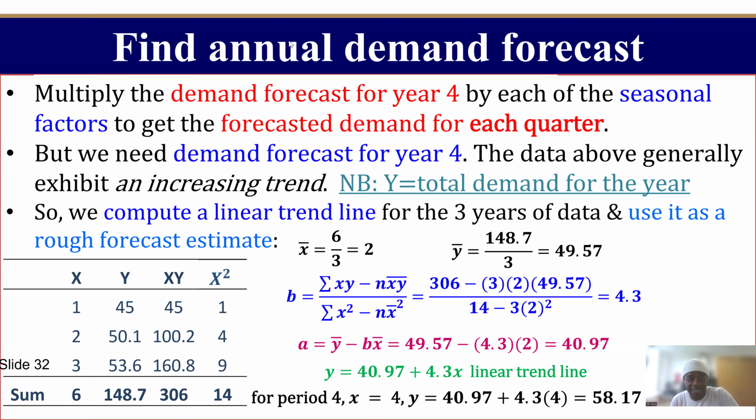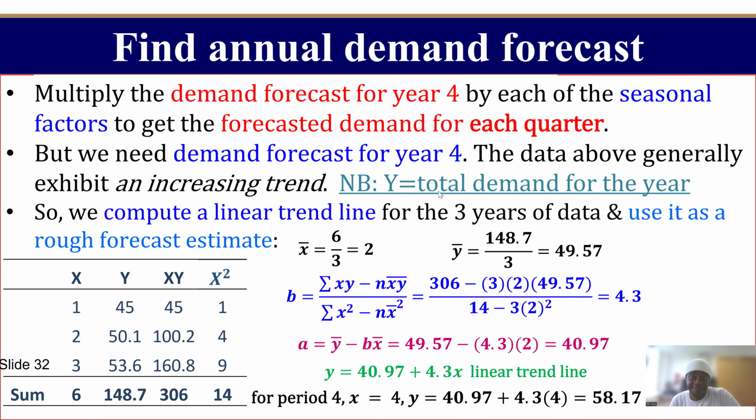That was the whole idea. Now we need to find the quarterly demand forecast. What do we do now with this 58.17? What do we do? Type it or raise your hand. Okay, good. So we take this value and multiply it by the seasonal factor.